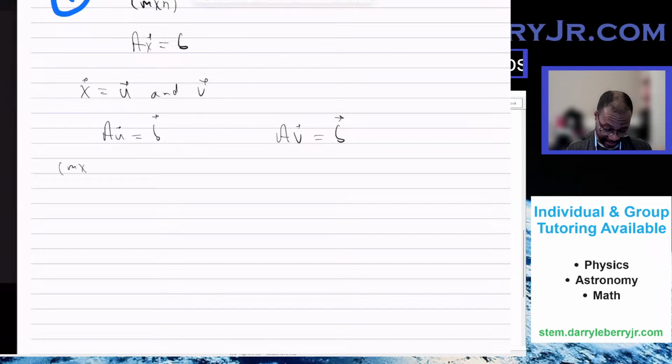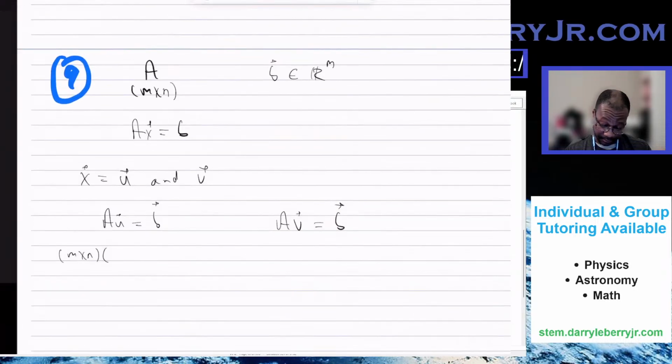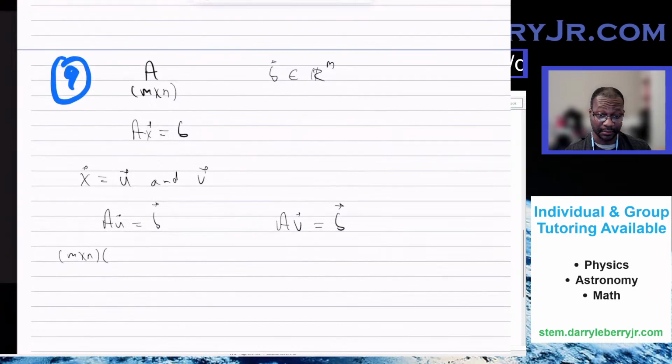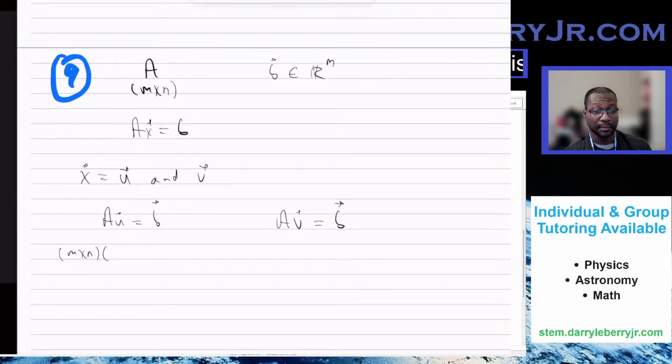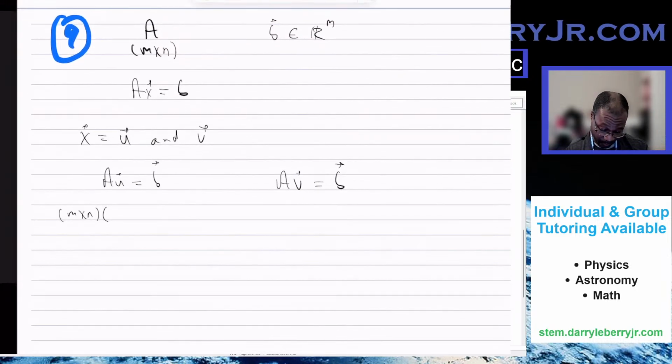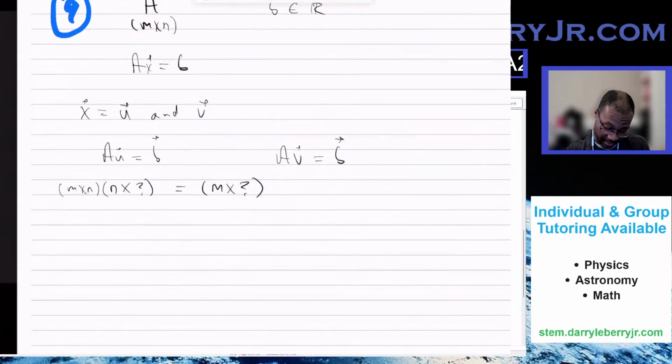So we have M by N times, and it says V is in Rm, which it would need to be. So U and V would have to be in something, and that's going to be M by something. Show that if both U and V are solutions to AX equals B, then U minus V is a solution to AX equals 0. Right, that's easy enough.